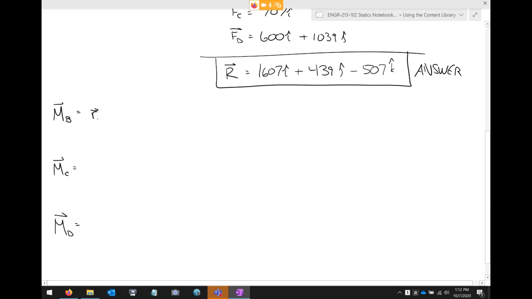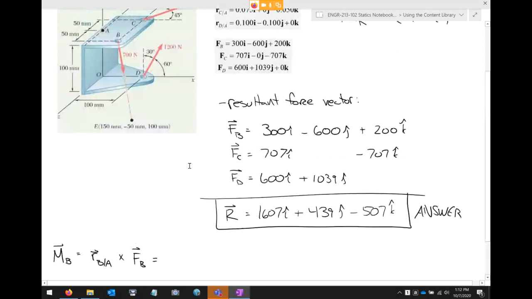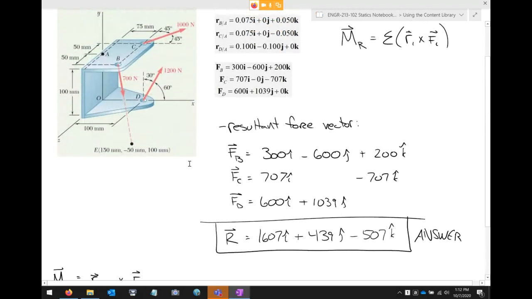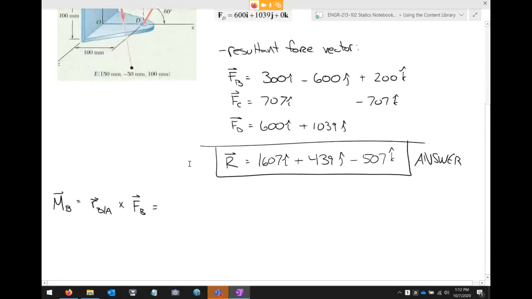Okay, so this is r_AB from A crossed with force B. You know, just r cross F. Okay, I'm going to erase these so that I don't crowd this up. Okay, and so what is each of these vectors? Let me scroll up a bit. I'm going to cheat. So this is 0.075i and 0.050k.